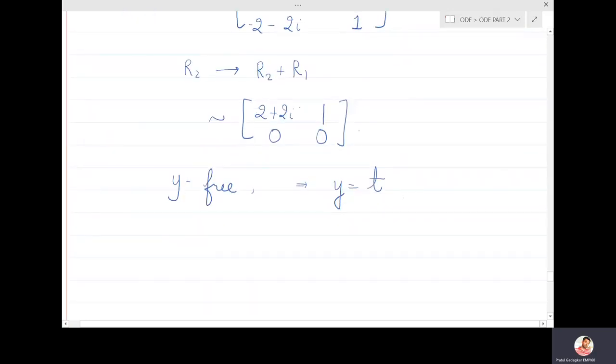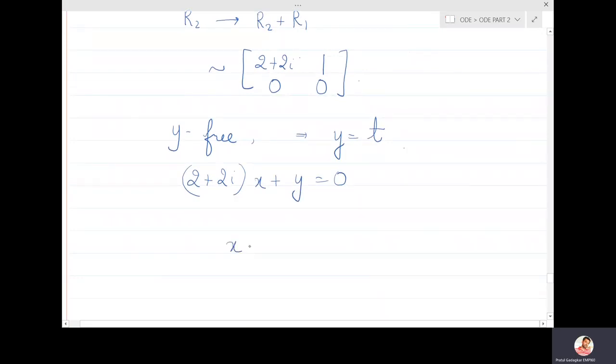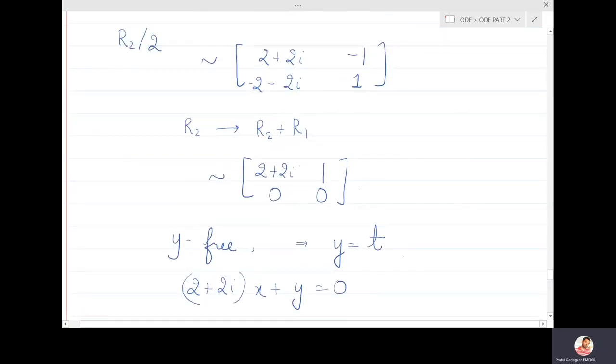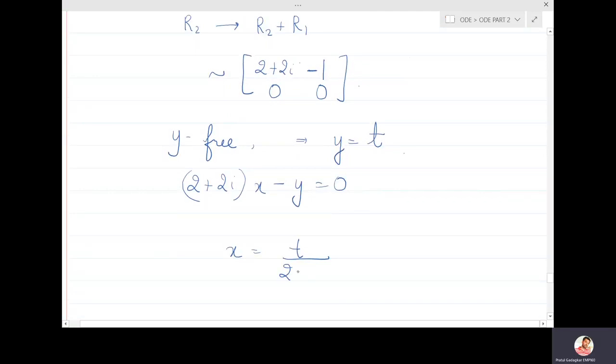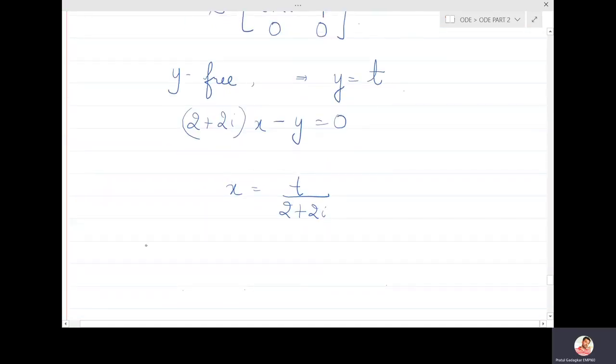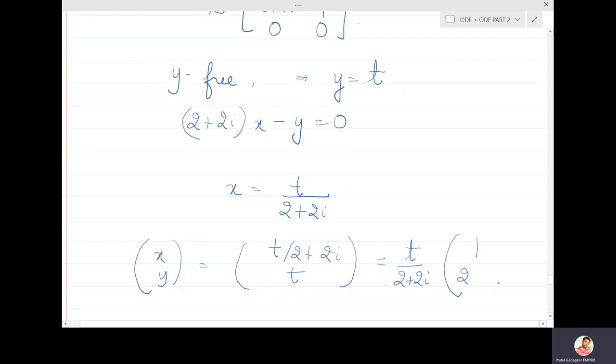When I put y equal to t, the equation that I will get from the first row will be 2 plus 2i x plus y equal to 0. And therefore my x will be equal to minus t upon this. So I'll get x equal to minus t upon 2 plus 2i. So my vector x comma y, which is t upon 2 plus 2i, and t, if I pull out this entire thing outside, I get a 1 and I get a 2 plus 2i.